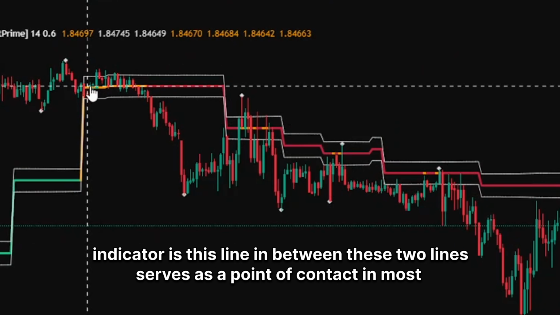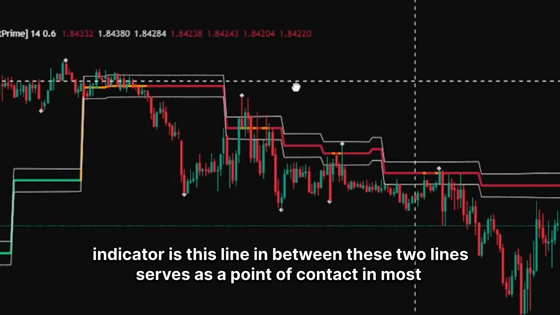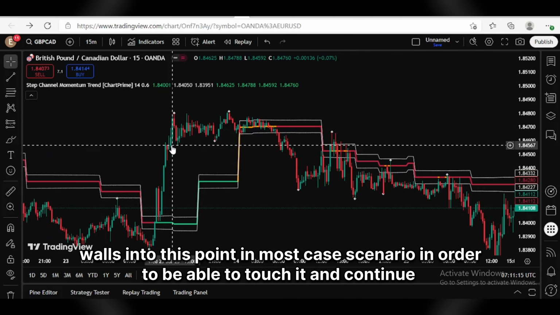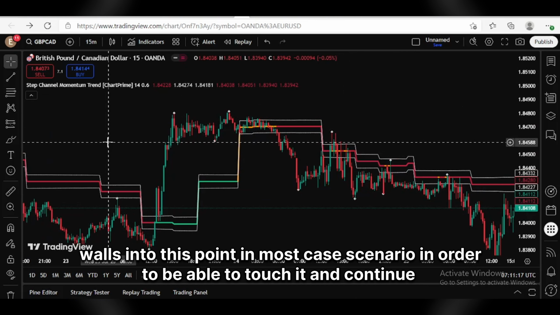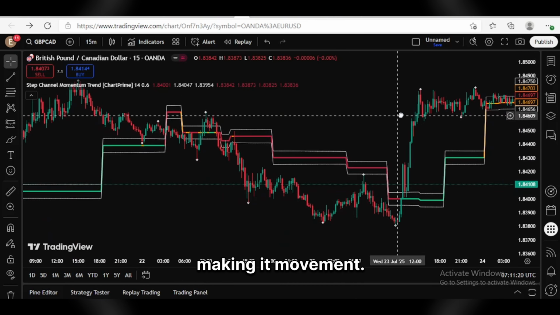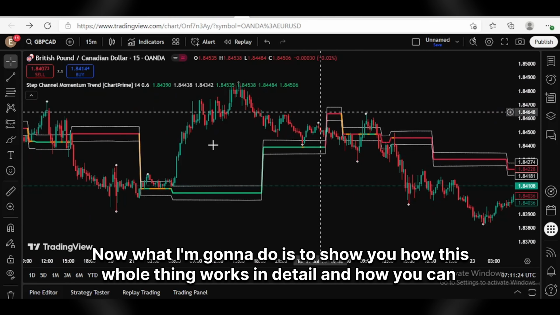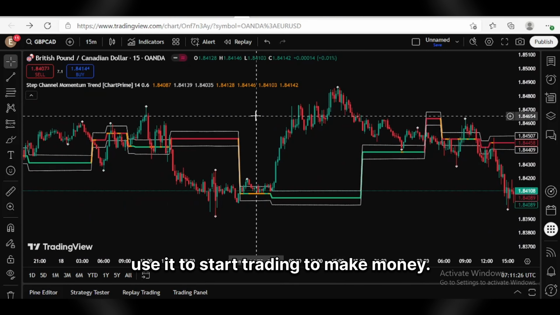The second thing you need to know about this indicator is that the line in between these two lines serves as a point of contact in most case scenarios. So the market is likely going to reverse into this point in order to touch it and continue making its movement. Now I'm going to show you how this whole thing works in detail and how you can use it to start trading to make money.